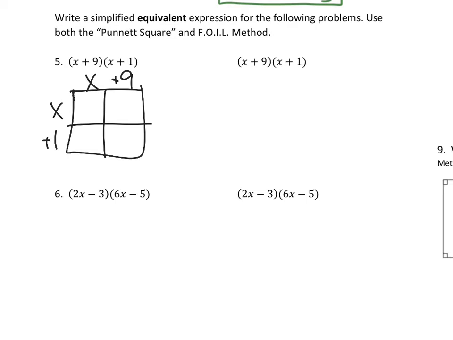Do we have to do the Punnett? You have to try both right now. Later on and on your homework, I'm going to let you have an opinion and choose whichever one you like. But for now, you're doing both. Now we start crossing these.